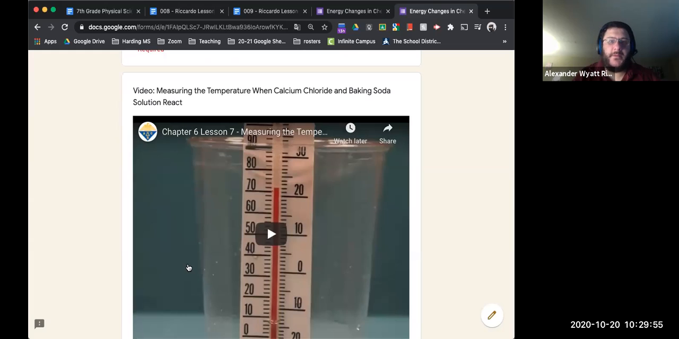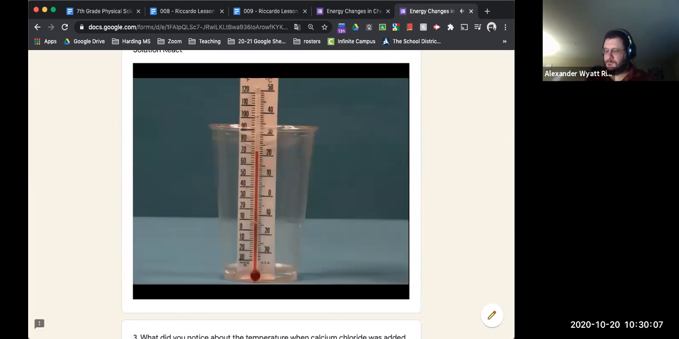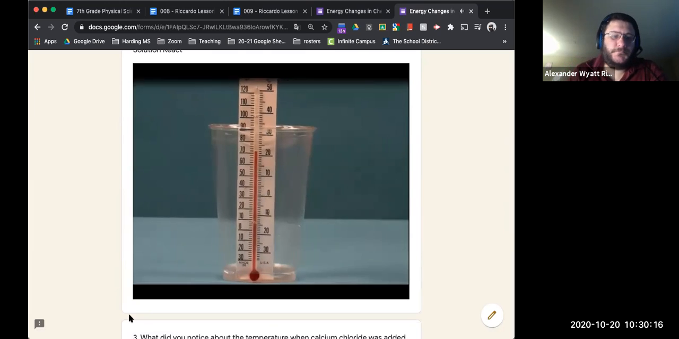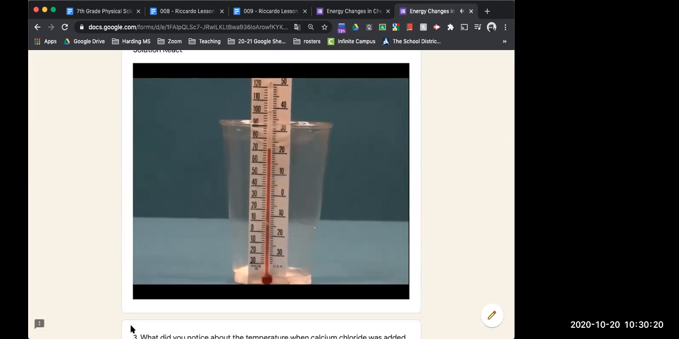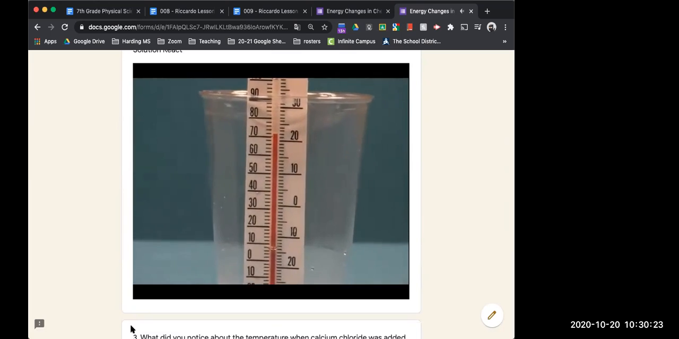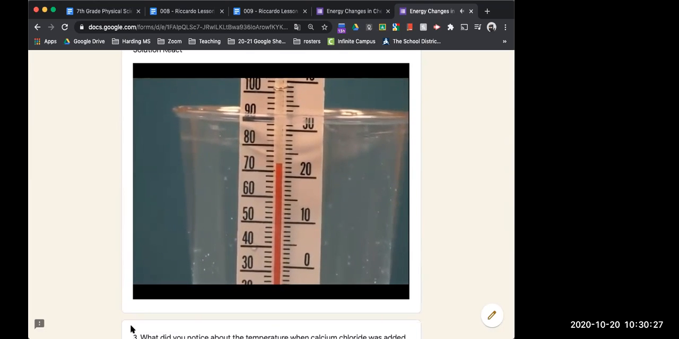When measuring the temperature when calcium chloride and baking soda solution react, notice that it starts at about 22. All right. Let's take a look. In this cup, we have a solution of baking soda dissolved in water. The temperature is about 22 degrees Celsius. We will add calcium chloride solid to the baking soda solution, and the two react with each other and produce products. Along with these products, you'll notice that the temperature is increasing.